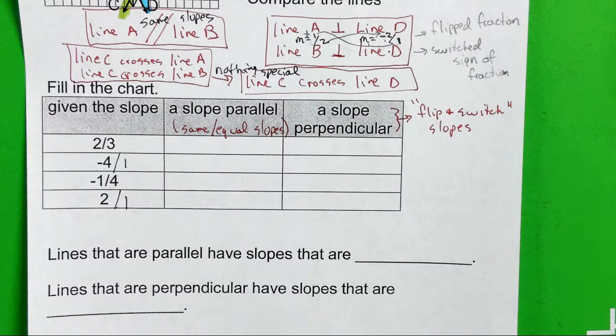You see your perpendicular. So you flip the sign, you flip the fraction, but you didn't change the sign of the first one. Parallel, I know it was the same number. But it's 2/3, right? Yeah, you flipped it, it's 3/2. Did you change the sign? Change the sign. This was 4/1, now it's 1/4. But you didn't change the sign.